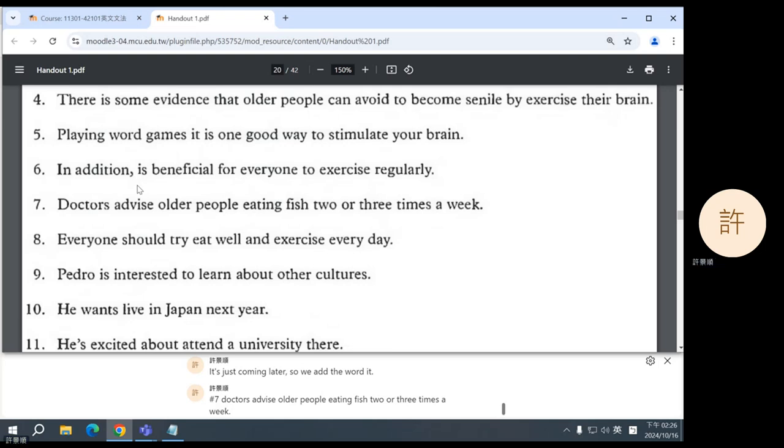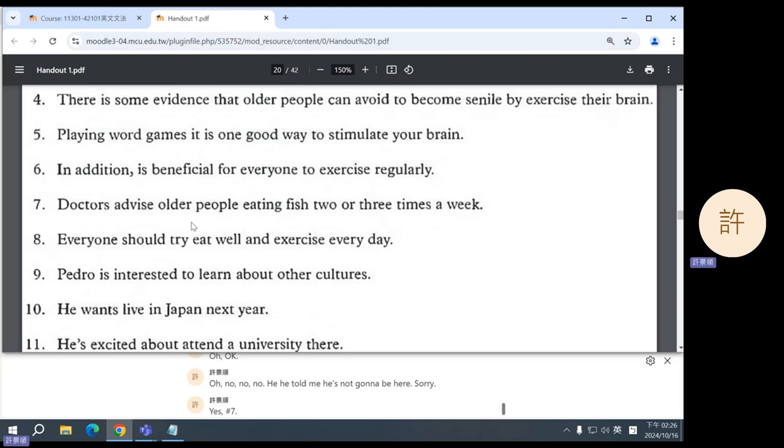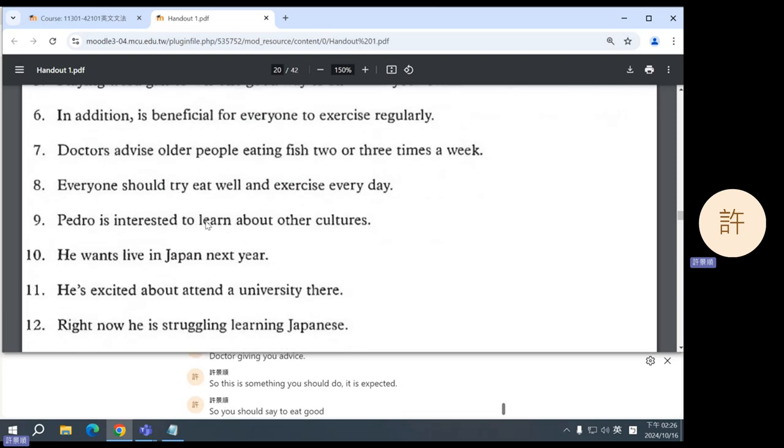Yao Zehong. No? Okay. Zheng Zihao. Oh, no. He told me he's not going to be here. Sorry. Zhuang Lingchen. Yes. Number seven. Good. To eat. Doctor giving you advice. So this is something you should do. It is expected. So you should say to eat. Good. Number eight, everyone should try eat well and exercise every day.